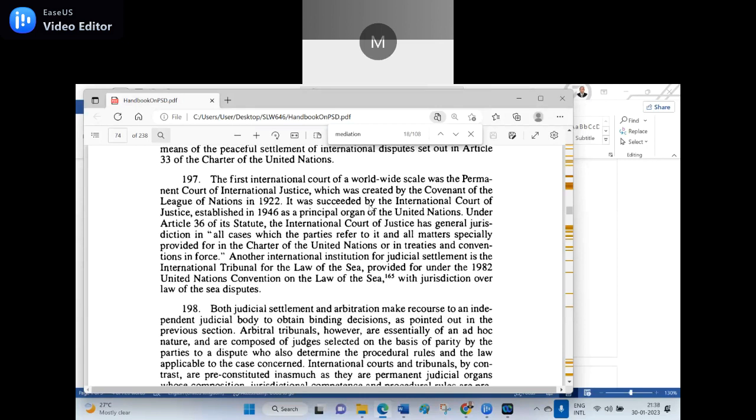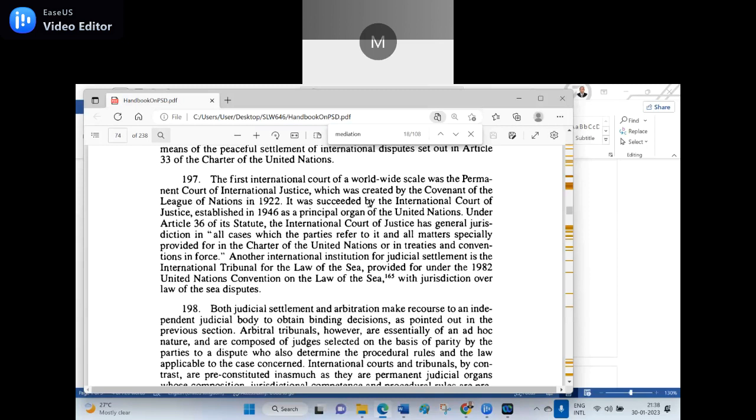Now, the first international court of worldwide scale was the Permanent Court of International Justice, which was created by the Covenant of the League of Nations in 1922. At that time, the League of Nations was the first beginning. It was succeeded by the International Court of Justice. Now the Permanent Court of Justice is changed into the International Court of Justice. Is it clear? Yes. It was established in 1946 as a principal organ of the United Nations.